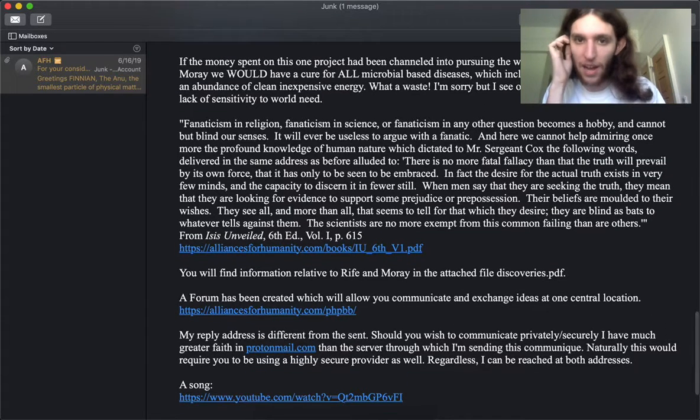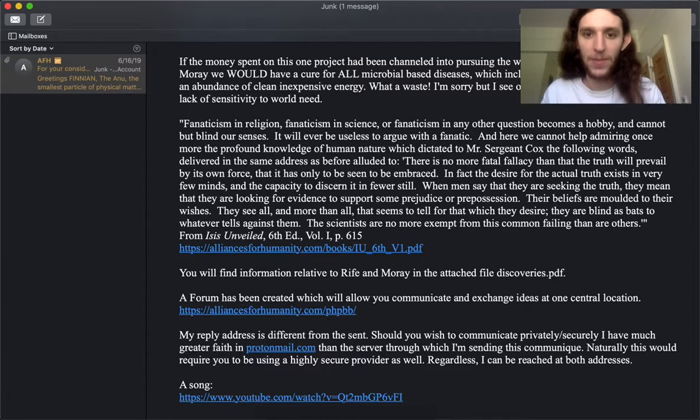"If the money spent on this one project had been channeled into pursuing the work done by Royal Rife and Henry Moray, we would have a cure for all microbial-based diseases." Now we're in medicine, which includes cancer. "And we would have an abundance of clean and inexpensive energy. What a waste. I'm sorry, but I only see arrogance in this, complete lack of sensitivity to world need."